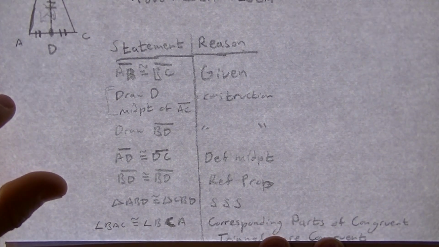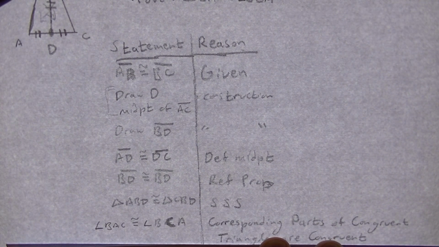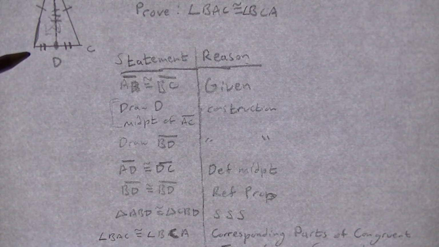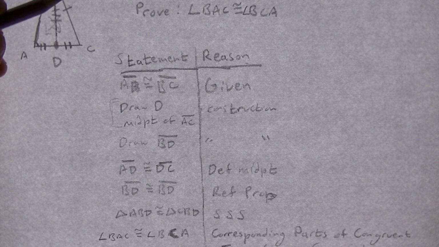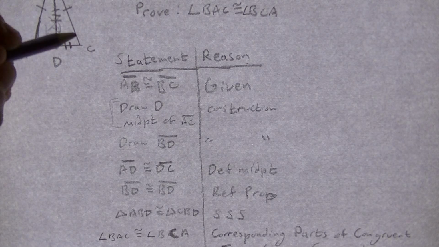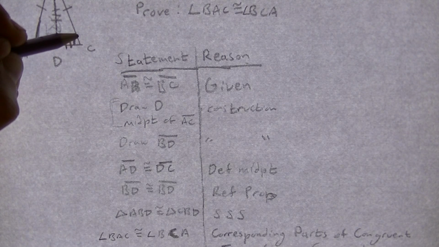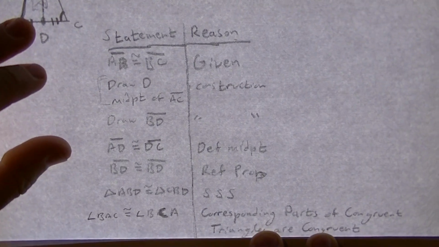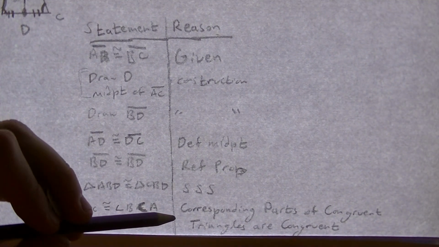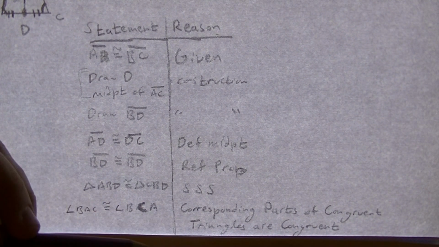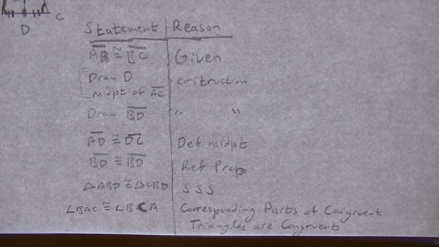Finally, I know that angle BAC, this little angle right over here, is going to be congruent to angle BCA, this angle over here, and that's because corresponding parts of congruent triangles are congruent, and that's it.